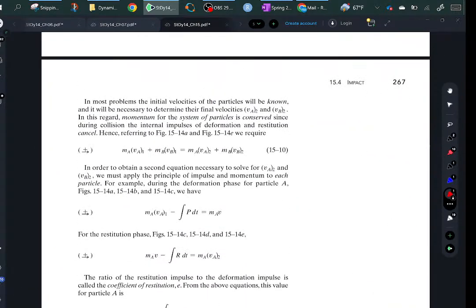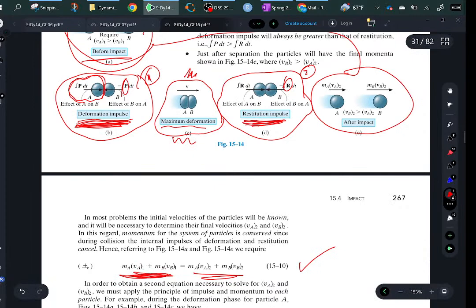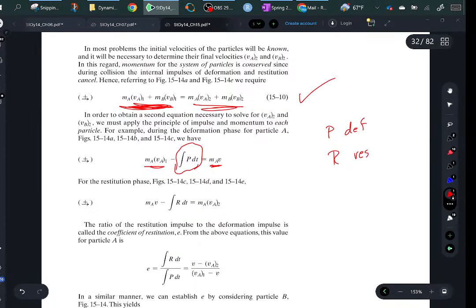So what he does, the first thing he does, he says, hey, I went from before impact to after impact. Yeah, I got that. Then he says, hey, wait a minute. I've got this. Now let's remember, the P is the deformation. R is the restore. So we went in here and did this, but when we're doing this, only staring at A. And then we go in the restitution phase of A, and we have that.